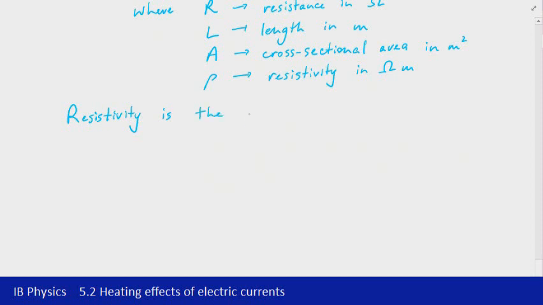So resistance is the property of the component. Resistivity is the property of the substance from which a resistor is made. So it doesn't incorporate the dimensions, it only incorporates the substance and all of those other factors I mentioned in terms of the density, the type of bonding, and so on and so forth. So it's the property of the substance that restricts current flowing through it.